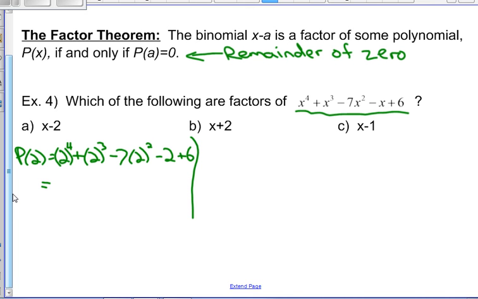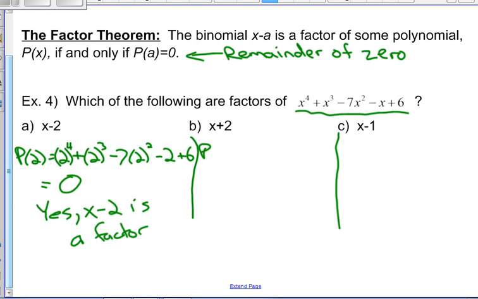And if you work this out, we'd have 16 plus 8 minus 28 minus 2 plus 6. This one works out to be 0. Yes, x minus 2 is a factor. Okay, if we were to check x plus 2, then we'd have to throw negative 2 into the polynomial. And it's possible this might work too. Let's find out. Be careful when dealing with negatives. Minus negative 2 plus 6.